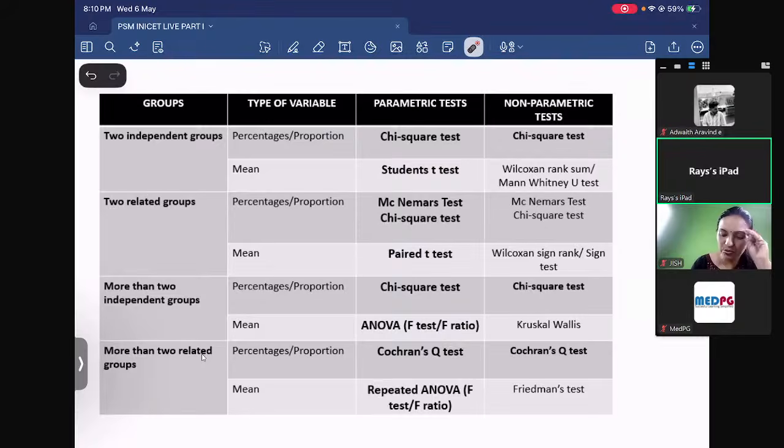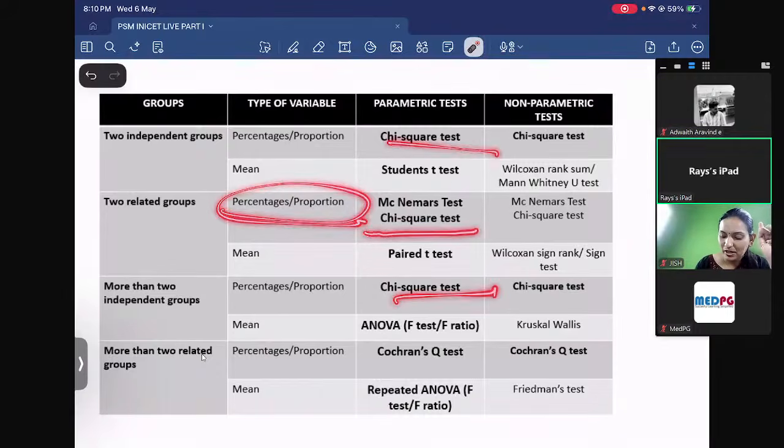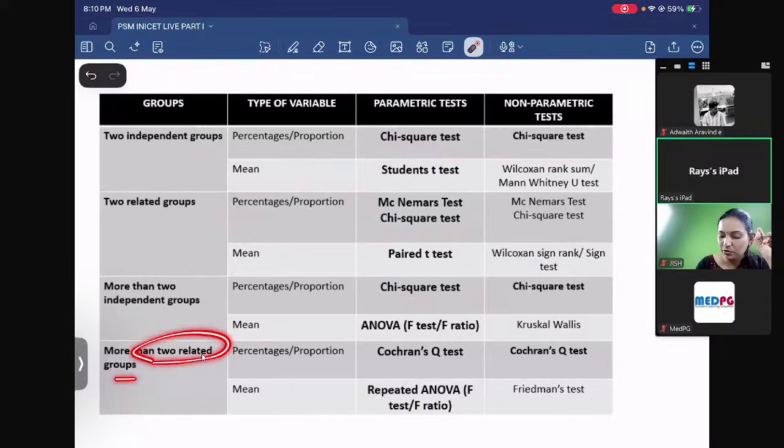So even if it is two groups or more than two groups, if you see P, the other one is C. If you see percentage or proportion, the test is going to start with C. Mostly it is chi-square test, except in one place. If more than two related groups are there, you get Cochran's Q test. But mostly you are not going to be asked that much. At your level it will be chi-square test for percentages. This is how we are going to find out which is the test of significance.